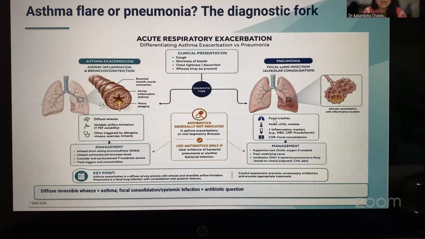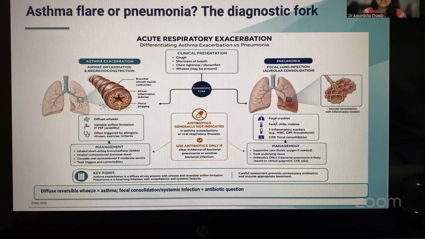So when you look at the asthma pathway for exacerbation, now asthma exacerbation, like I said, because it can lead to airway inflammation and bronchoconstriction. So the patient would present with diffuse wheeze. There will be variable airflow limitation on the PFT. Then it is often triggered by allergens, viruses, exercise. So the management of this exacerbation would not be an antimicrobial.